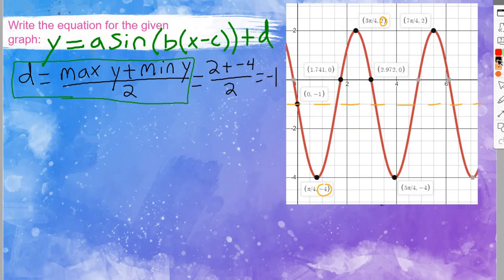Now here we've shifted everything down by 1. So we need to look at what it looks like compared to that. How far up is our maximum from our line of -1? 3. And how far down is our minimum from our -1? Also 3. So our amplitude is going to be 3.